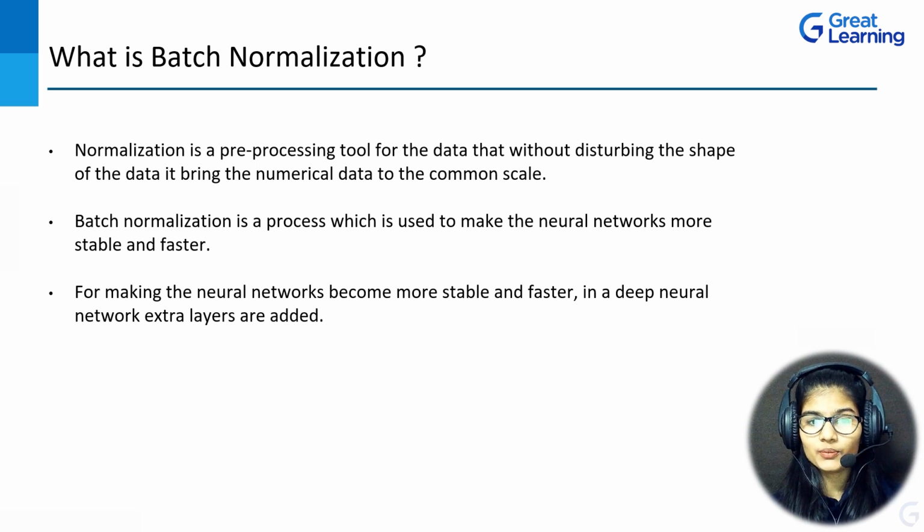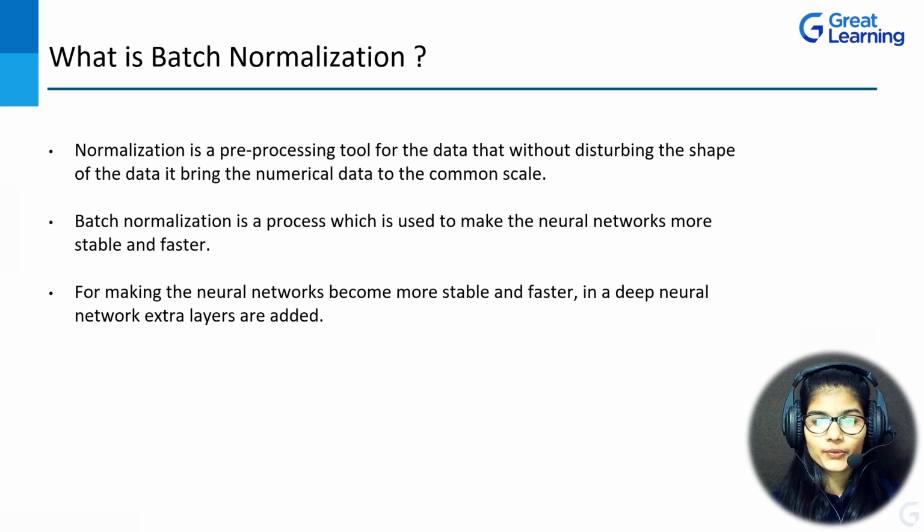Right? In your deep neural network, the extra layers are added, and by the addition of those respective extra layers only, your neural networks become faster and more stable, and thus your batch normalization process is completely applied.